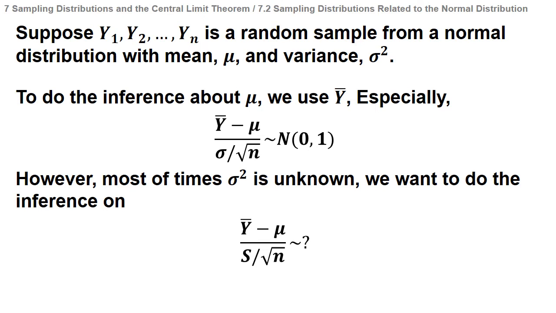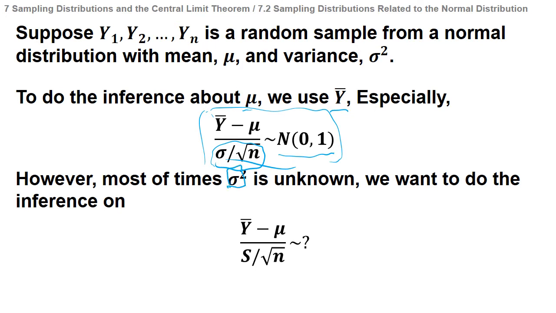Suppose y1 to yn is a random sample from a normal distribution with mean mu and variance sigma square. To do the inference about mu, we usually use y bar, and especially we use this formula: y bar minus mu divided by the standard deviation of y bar, which follows a normal distribution with mean 0 and variance of 1. However, most of the time, we don't know sigma square.